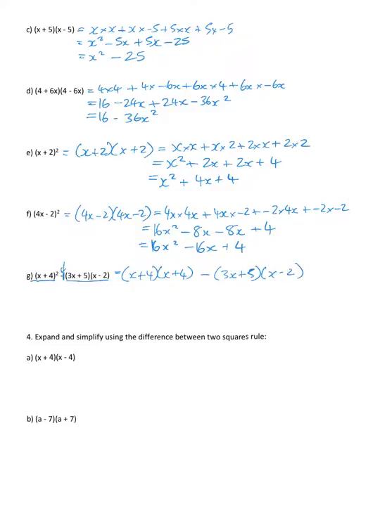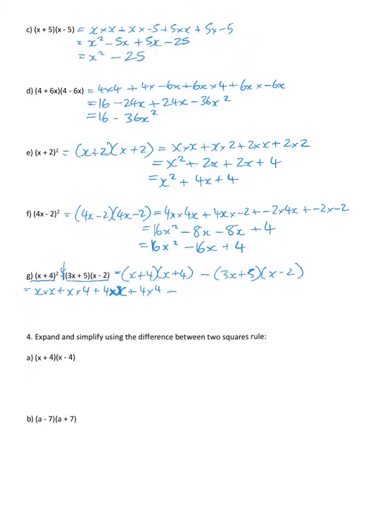So we need to do 2 separate FOILs and then bring it all together. On the left-hand side, the left-hand set of brackets is going to be firsts x times by x, plus outers x times by 4, plus inners 4 times by x, plus lasts 4 times by 4.